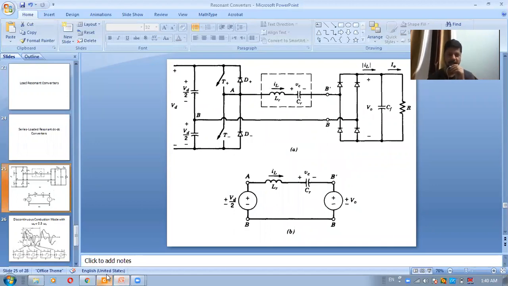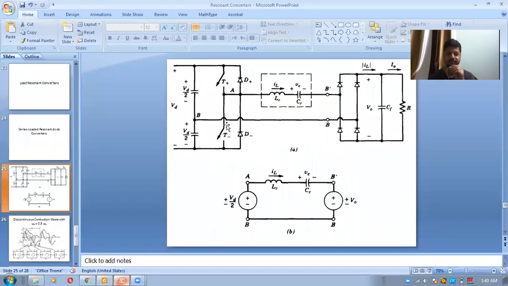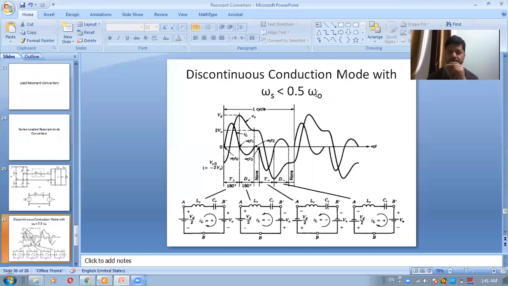So until we turn on T minus, because T plus is now off, the capacitor cannot discharge, so it maintains the voltage and the inductor current remains at 0 till omega 0 T3. At omega 0 T3, T minus is turned on, and this half cycle will then repeat in the negative direction.